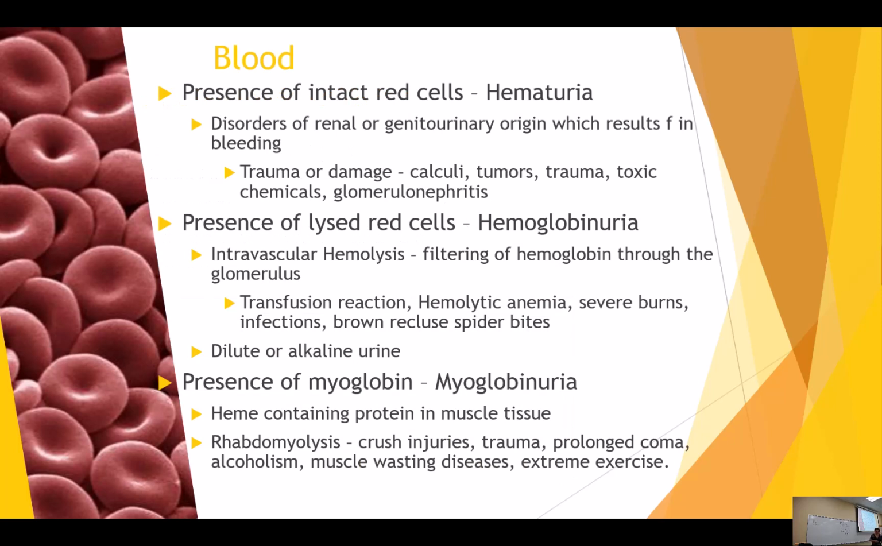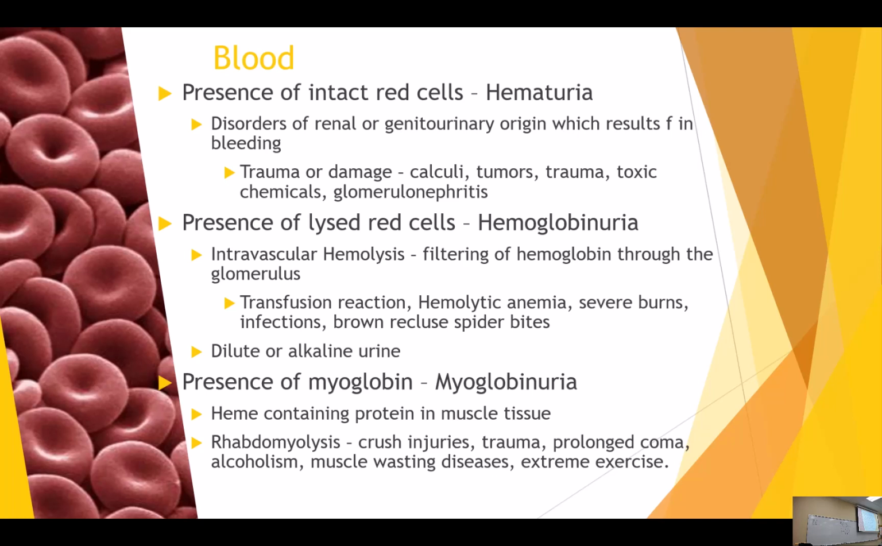This next pad we're going to talk about is blood. There are three different categories that we talk about: hematuria, hemoglobinuria, and myoglobinuria. The presence of intact red cells is hematuria. We see this with trauma or damage. It's bleeding within the urinary tract. Tumors, stones, infections, things like that can all cause it.